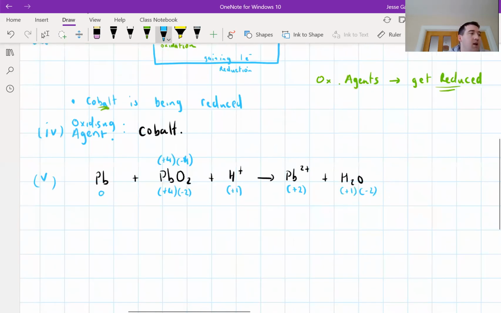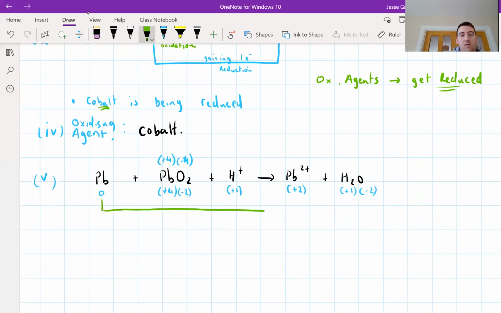Okay, so the next step is we're going to identify oxidation and reduction. Pause the video and do that now. Okay, so hopefully you guys have seen that this lead, Pb, is going from 0 to +2. So in that case, it has lost electrons, it loses 2 electrons, and if it loses 2 electrons, that's oxidation.